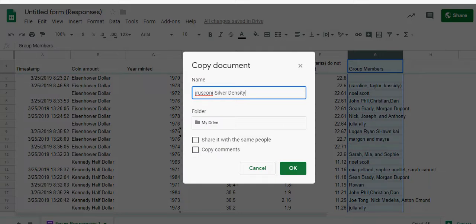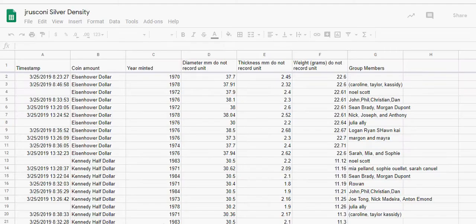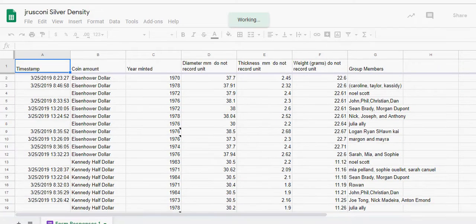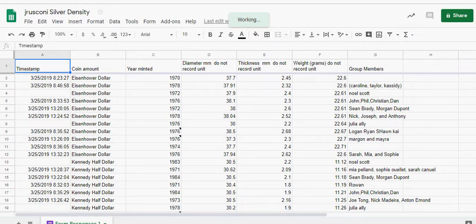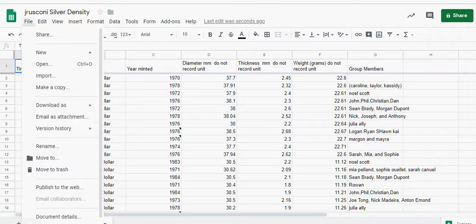All right, so now we've made a copy of our document. Say okay. Now the next thing you need to do while we're waiting for the document to pop up is we're going to have to share this document with me. So as soon as it completely loads, and that takes a little while because of the network, you're going to go File.